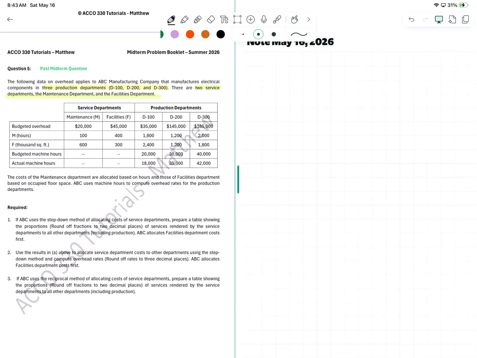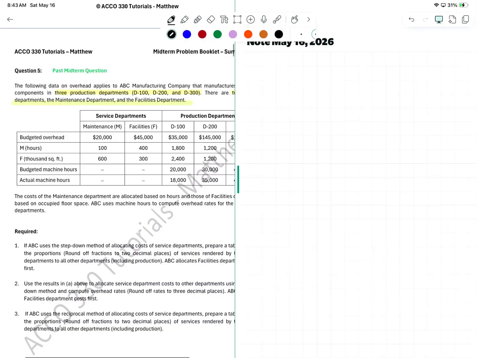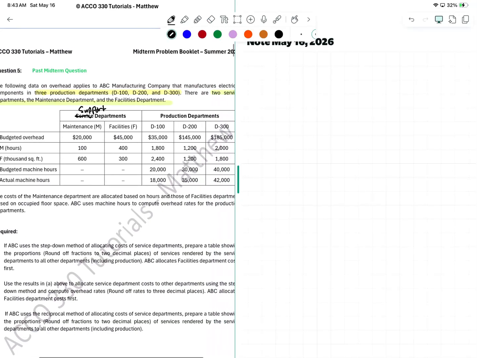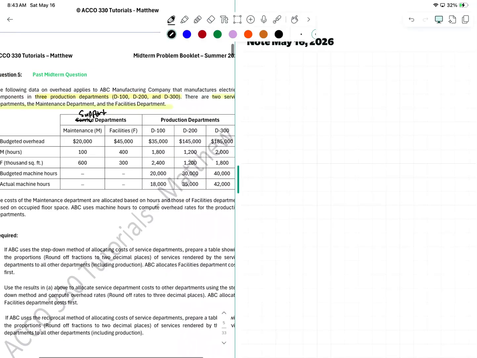So we have our service and production departments. Now, look at this here, guys. One thing that you guys have to point out when you're reading through the question is how you allocate cost for each support department. How does each support or service department allocate? Service and support department is like the same thing, different words for the same thing. You have to see how each support department allocates cost. So look at this next sentence here: the cost of maintenance department is allocated based on hours and facilities based on occupied space.